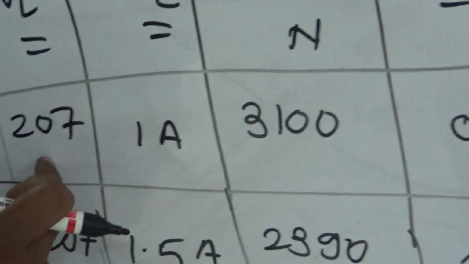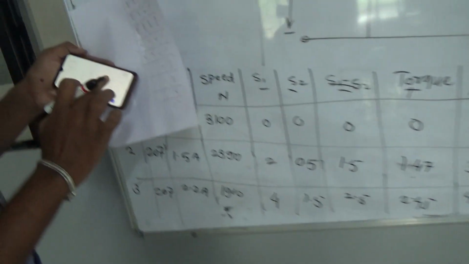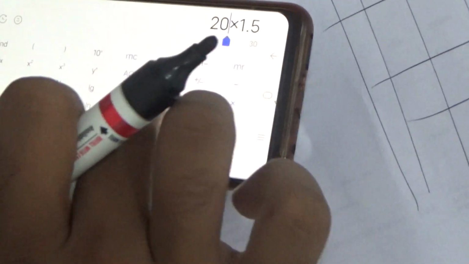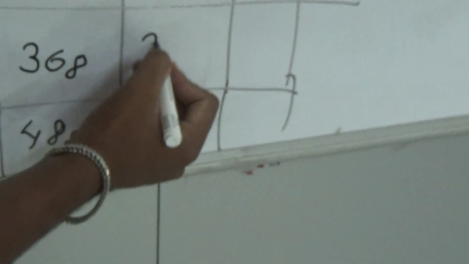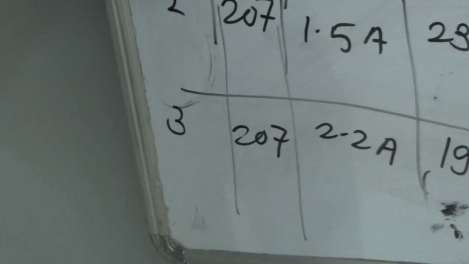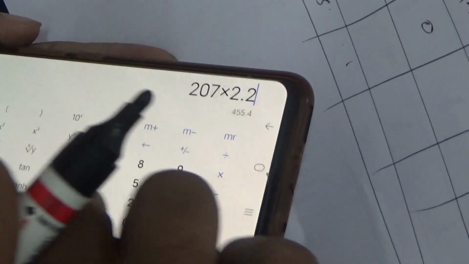Now input power we can simply calculate with the help of V into I. So here V into I, that is 207 into 1.5, that is 310. Then for this case 207 into 2.2, that is 455.4.